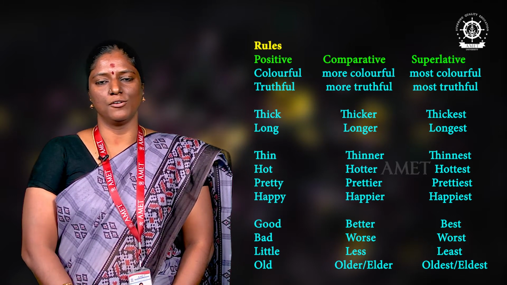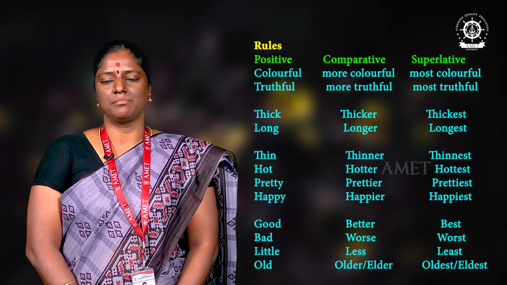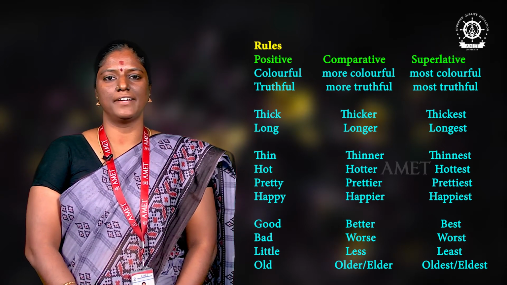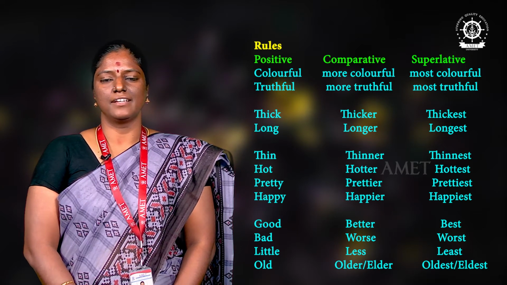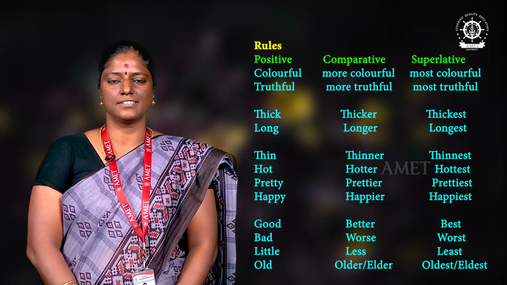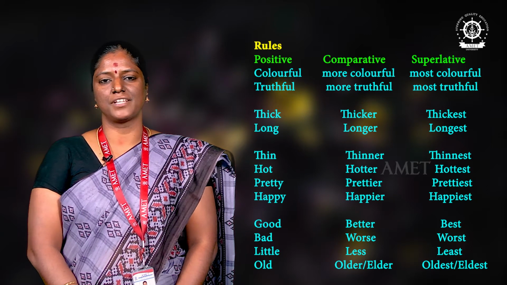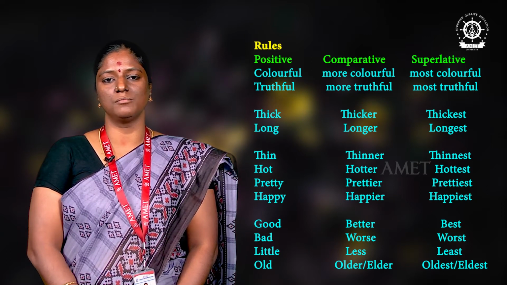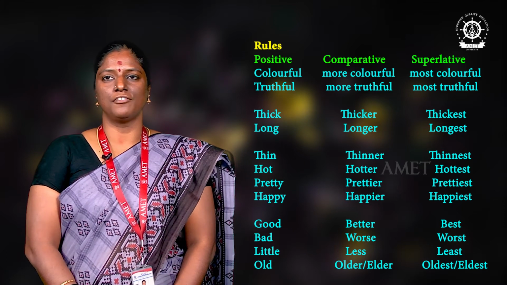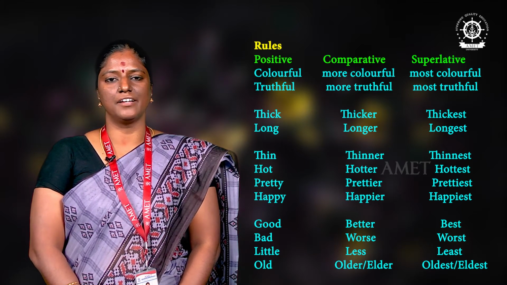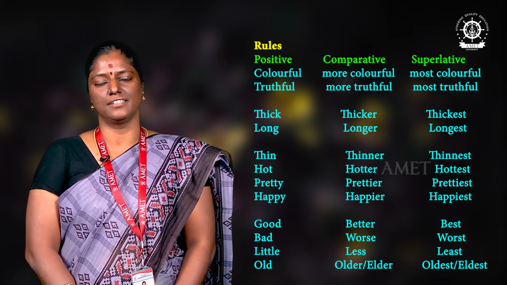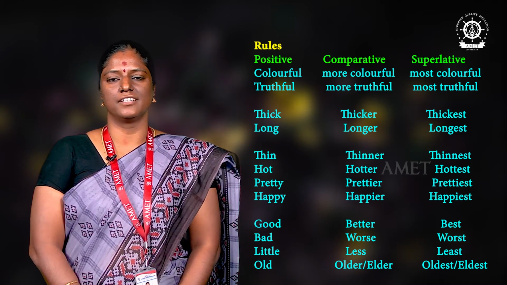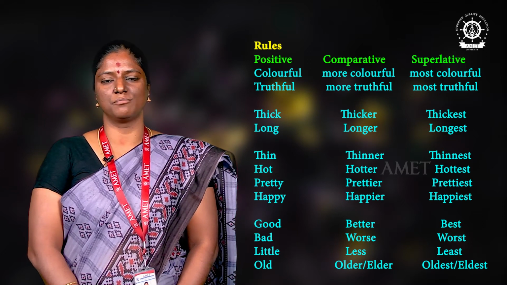Positive denotes or explains one person or one thing. Comparative means it compares 2 things or 2 persons. Superlative means it compares more than 2 persons or more than 2 things. For all the 3 degrees, we are using adjectives in the sentences. The adjective changes when we are using comparative and superlative.